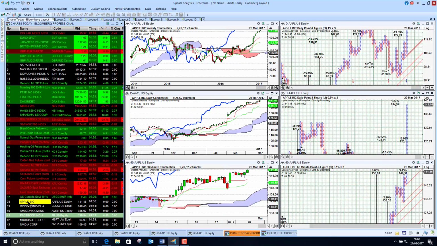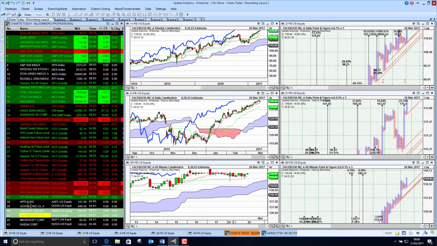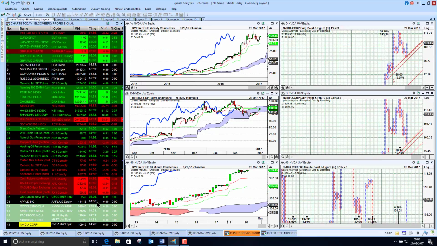Apple looking bullish still, Google still looking bullish, Amazon as well, Facebook just marching up the hill there, Microsoft, and Nvidia staging a recovery, which is quite interesting.